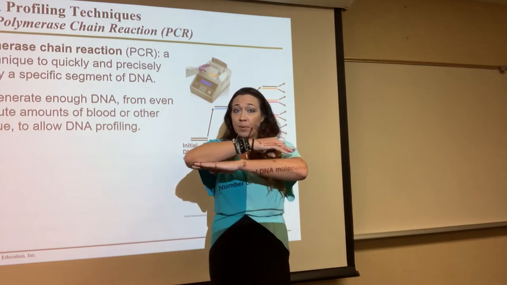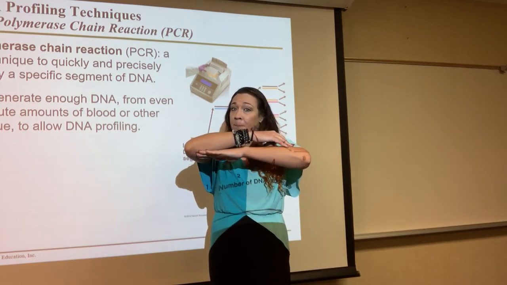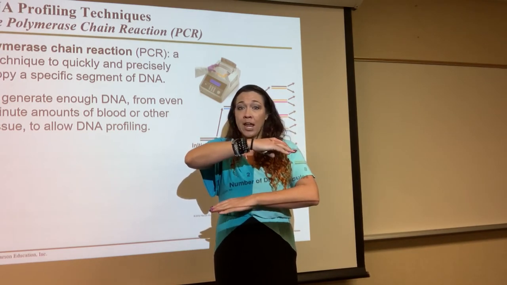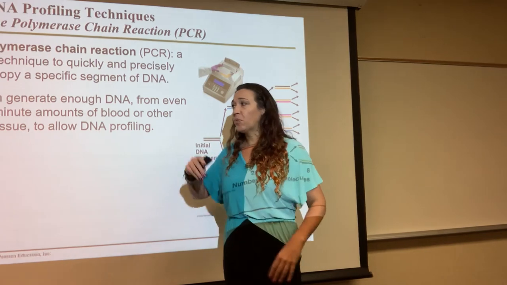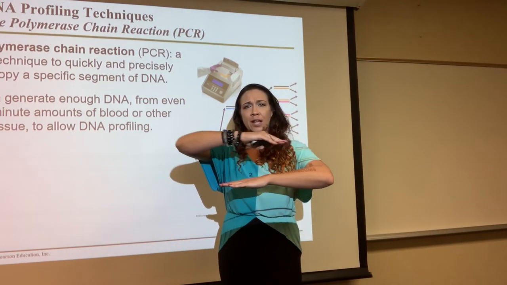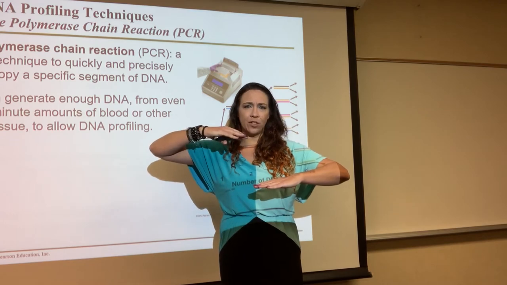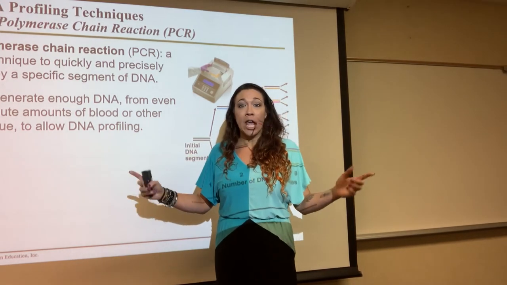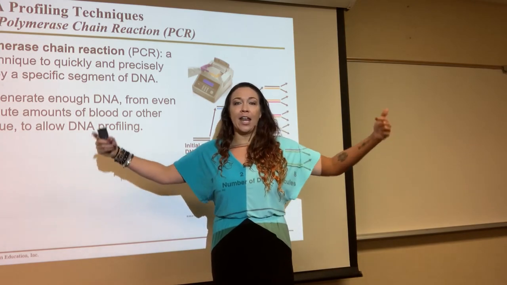Remember that DNA is complementary. This strand matches this strand. So really all you need is one side of the strand, like remember when we were talking about RNA, and now you know both of them. So what polymerase chain reaction does is it opens up the strands and makes copies of the first half and copies of the second half. Now you have more DNA, and you do that again and again and again.